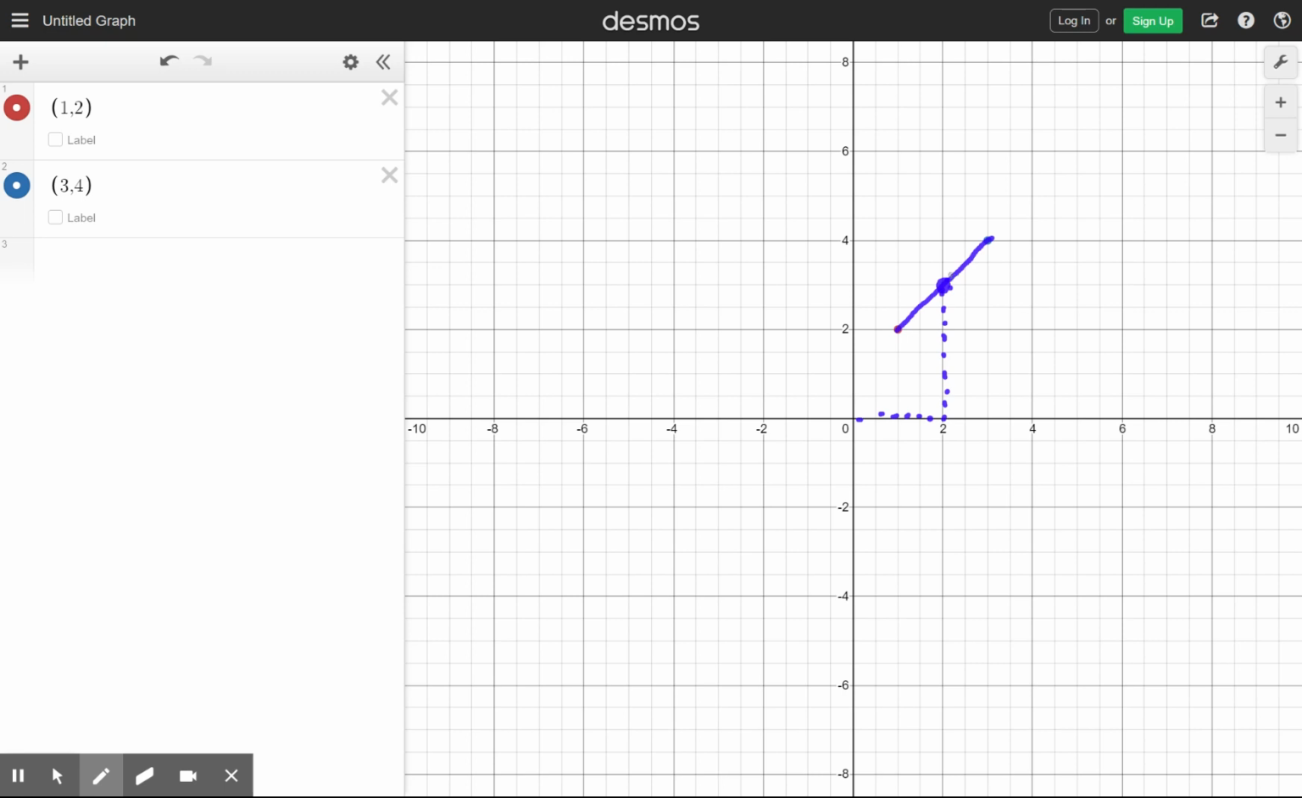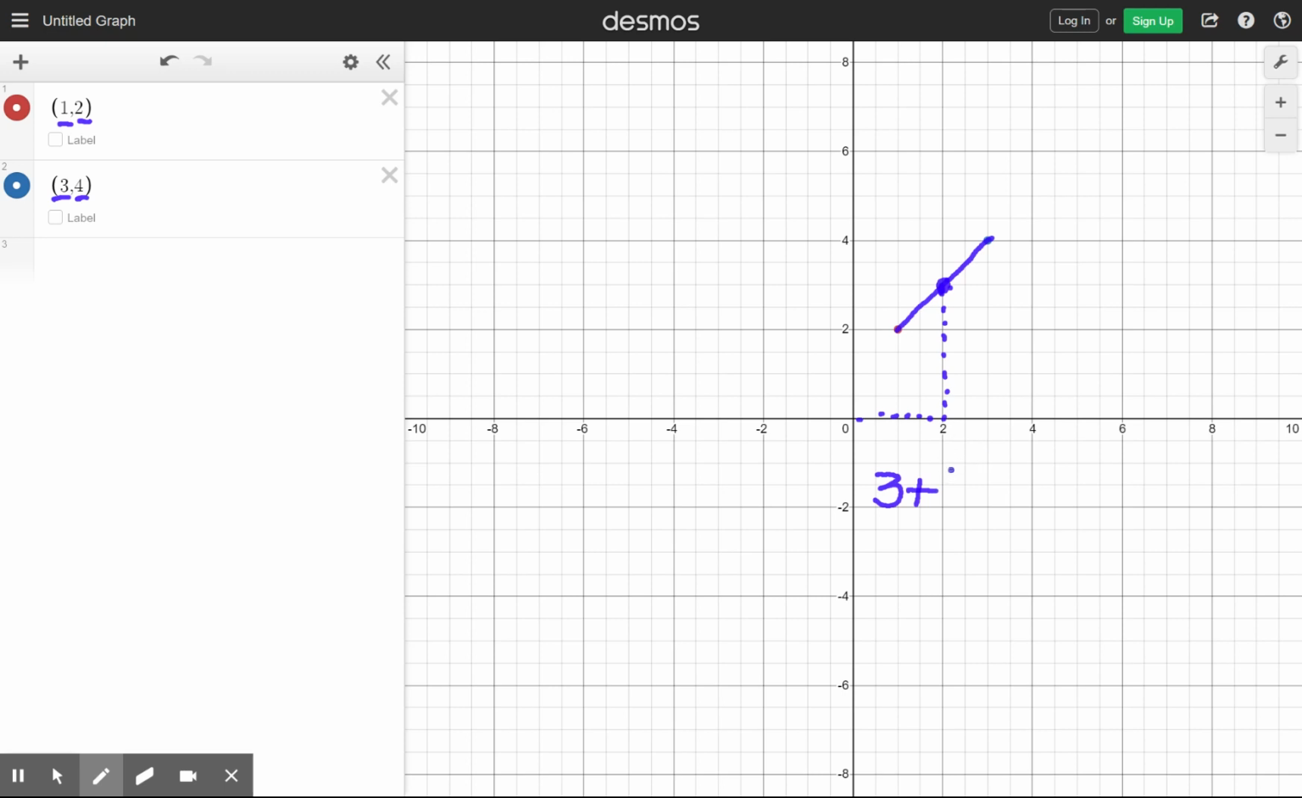Okay, but we can actually calculate and see if we found the midpoint correctly just by taking the average of the x values. So take the average of 1 and 3 for the x coordinate, and the average of the y values for the y coordinate. Just a refresher, to find the average of a list of numbers, you add them up and divide by how many there are.